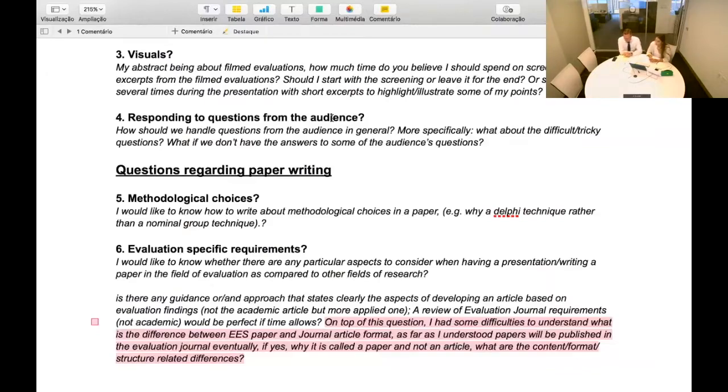The fourth question is very interesting because we all go through it. It's about responding to questions from the audience. How should we handle questions from the audience in general? More specifically, what about the difficult, tricky questions? What if we don't have the answers to some of the audience questions?